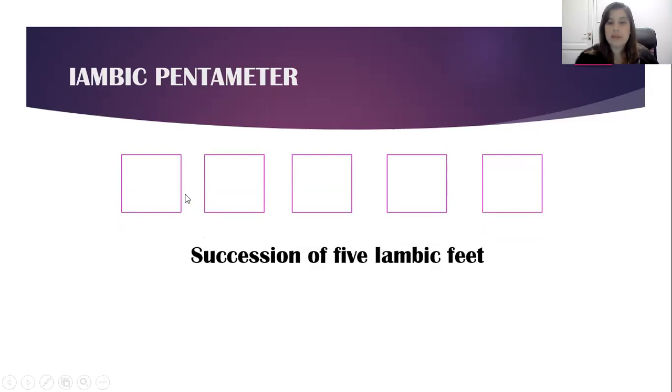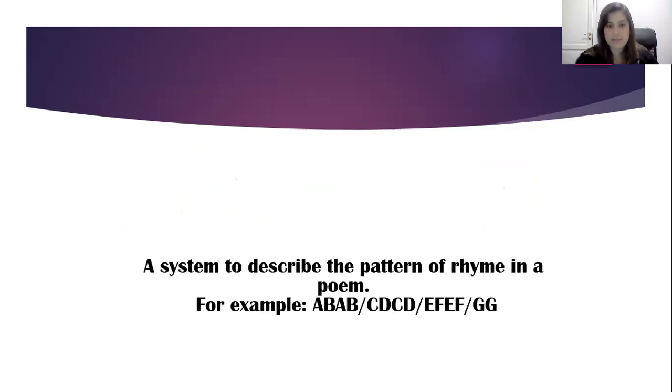Usually I would write here on the board: we have 2 syllables in each of these. That means that we have 10 syllables in a succession of 5 iambic feet.